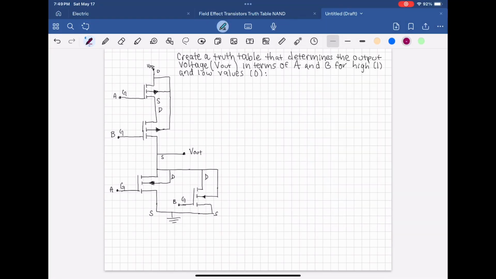Today we're going to be creating a truth table that determines the output voltage Vout in terms of A and B for high and low values. In this situation, we're going to be using binary logic, just to let you know off the bat. This is because we're just looking at, is the voltage output on? Is it high? Or is it not on? Zero, low? Kind of based in the rationale with FETs controlling currents, and either letting it pass or blocking it. So it's useful information in that sense.